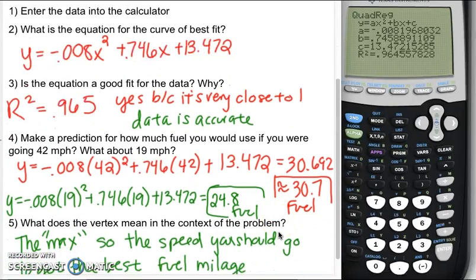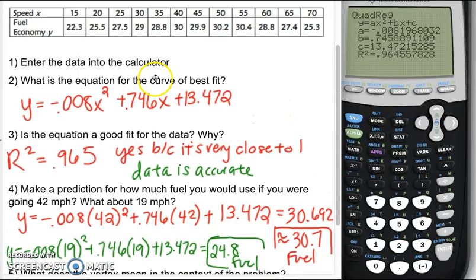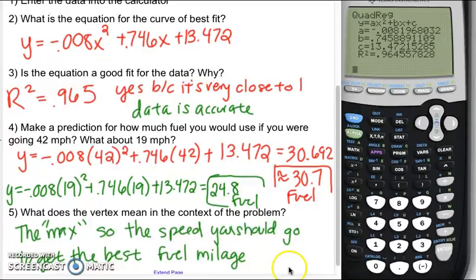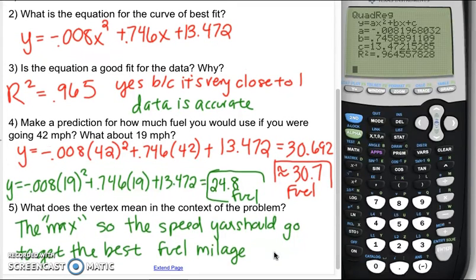Okay. All right. Lastly, what does a vertex mean in the context of the problem? So the vertex here is a max because it goes up to about 30 and then goes back down. So what that would mean, it's your max. So it's the speed that you should go to get the best fuel mileage. It's the way to maximize your profit of driving. Okay. This is 100% true because if you go on the highway and you drive 80 miles an hour, you're not going to get as much fuel mileage as if you were to drive maybe 65 miles an hour. So the faster you go, the less miles per gallon you're going to get on your car. Okay, just cool data. All right, so that is quadratic regression.